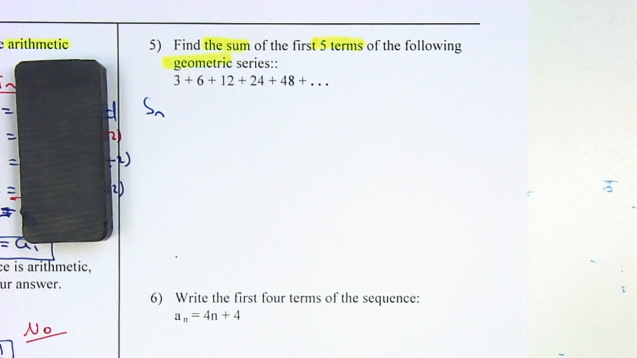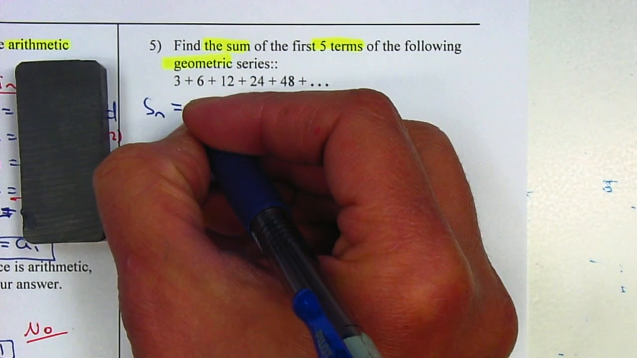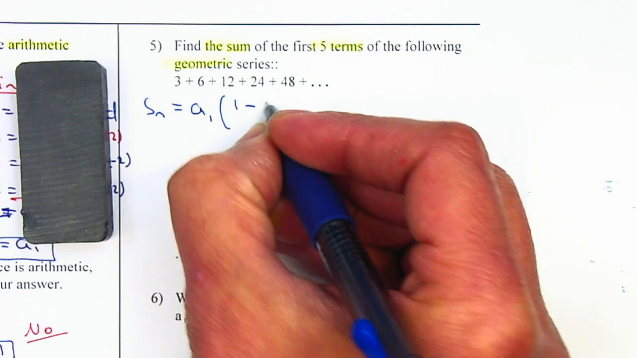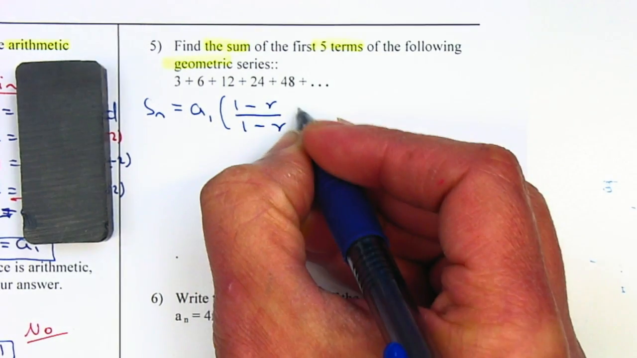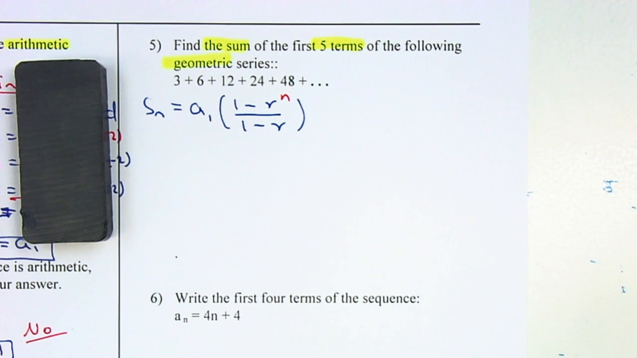Do you remember your formula? Try to write it down without looking at your notes, and then you can correct it if you make a mistake. It'll be A sub 1, and since it's geometric, it's the one with an R: 1 minus R to the n, over 1 minus R. Let's go and plug in the information that they give us.